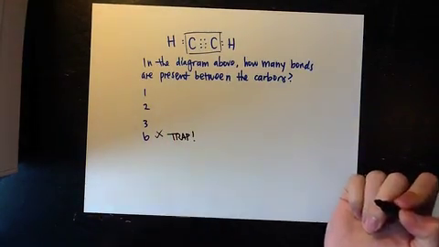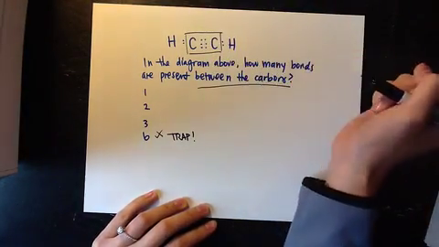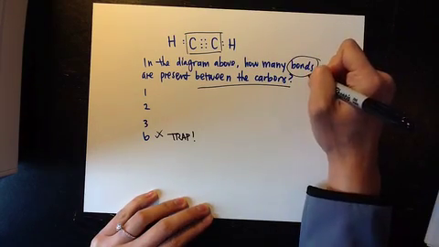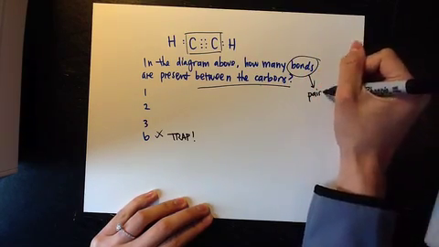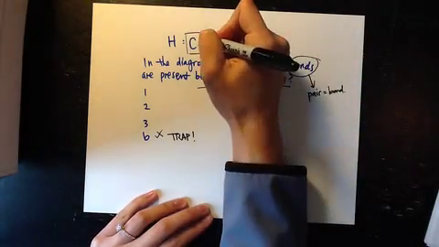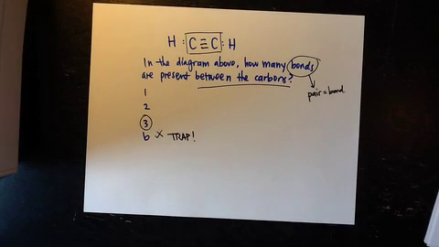So they want you to see 6 because they want you to see the 6 dots, right, that are between the carbons. But the question is, how many bonds are there? And when we're talking about bonds, you want to think of them as pair. Pair equals bond. So how many pairs are there? 1, 2, 3. 3 is your correct answer.